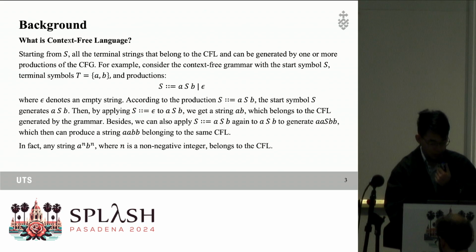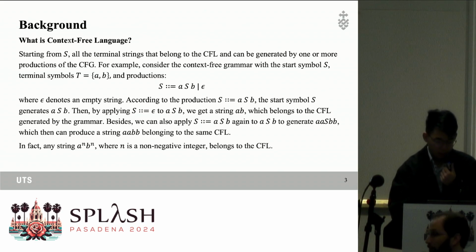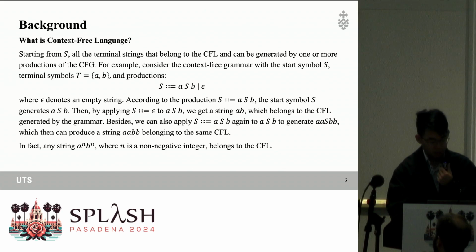According to the production S equals A S B, the start symbol can generate A S B. Then by applying S equals epsilon to A S B, we get the string AB, which belongs to the CFL generated by the grammar. Besides, we can also apply S equals A S B again to A S B to generate A A S B B, which can then produce a string belonging to the same CFL. In fact, any string of the form A^n B^n, where n is a non-negative integer, belongs to the CFL.